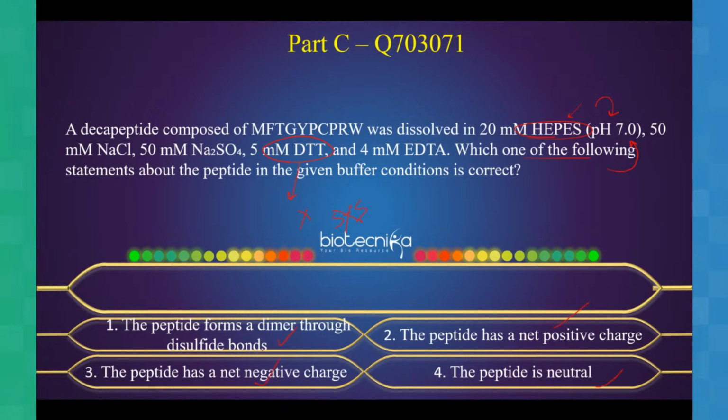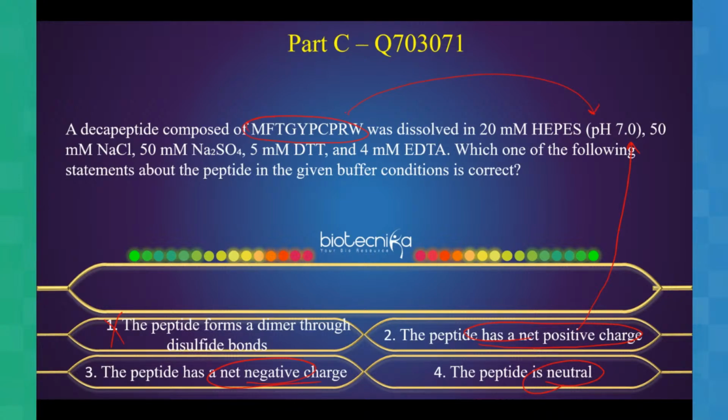Now, the first option, the peptide forms a dimer through disulfide bond. That is anyway not possible because dithiothreitol is a reducing agent. It will break your disulfide linkages. So option 1 is straight away rejected. For the other options, they're asking whether the peptide will have a net positive charge, a net negative charge, or is neutral. This you have to consider at pH 7. So it's a question of calculating the net charge at pH 7.